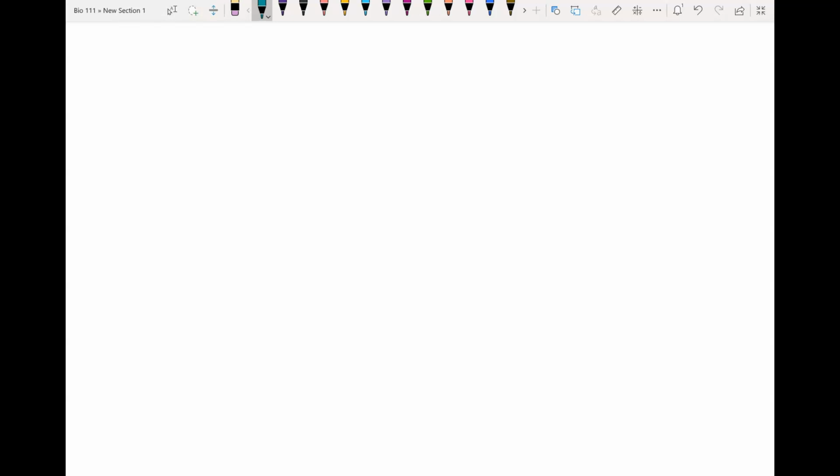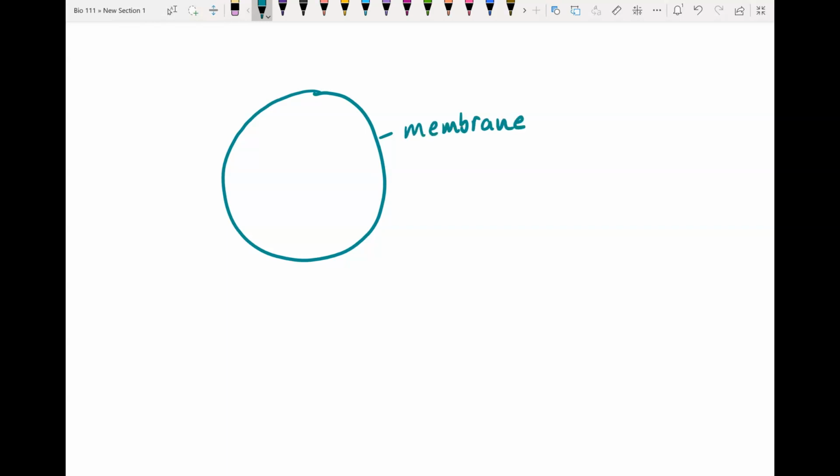Let's talk about cells and how things get in and out of them. So we have a cell, and you know that this cell has a membrane. And the membrane is made of phospholipids. So you have phospholipid here, phospholipid here. You have that phospholipid bilayer making up your cell membrane.